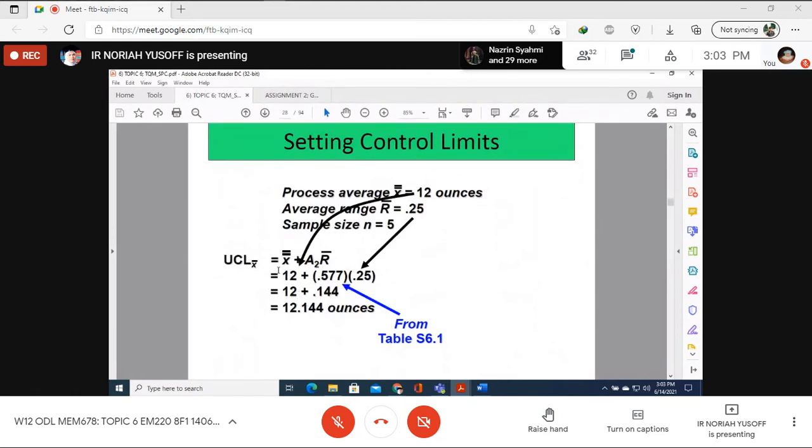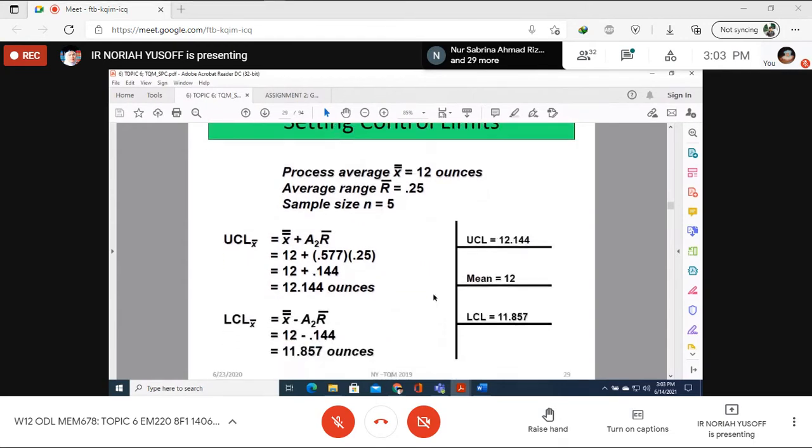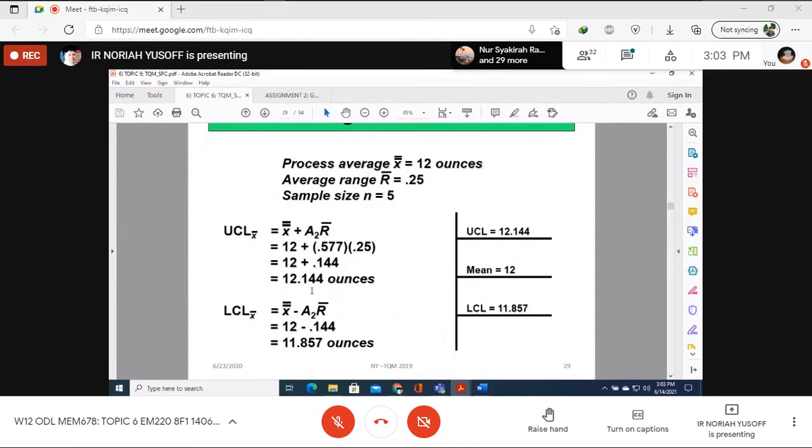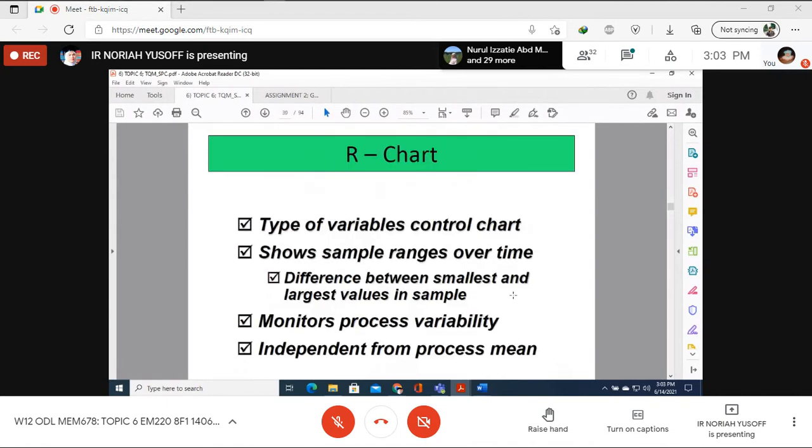So the upper control limit is given by 12 plus 0.55 multiplied by 0.25. So you will get 12.144. For the lower value, you subtract this calculation, so it's 11.857. You just put 11.857 here, and the mean value is 12. So that's how you plot the X bar chart without the sigma value. Okay, so far okay, understood? I will proceed to the next topic.